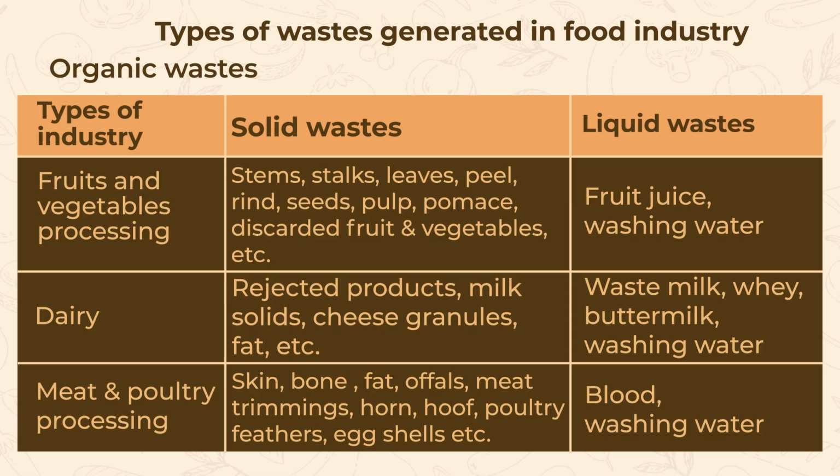The meat and poultry processing area will also produce some solid waste like the skin of the animal which is removed during meat production, the bone, the fat, the offals, those are the organs which are not used as the meat itself. Then the meat trimmings, horn, hoof of the animals. From the poultry processing area you can have poultry feathers, and from the egg industry you can have egg shells or broken eggs.